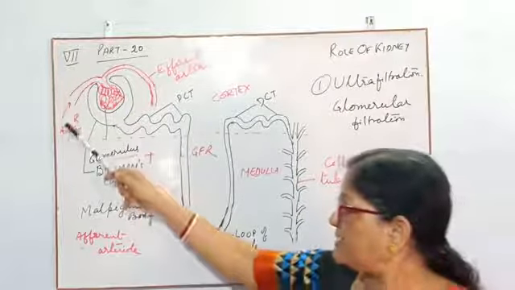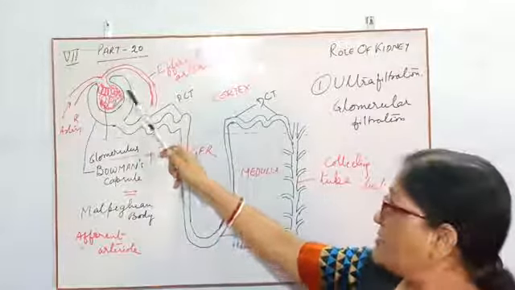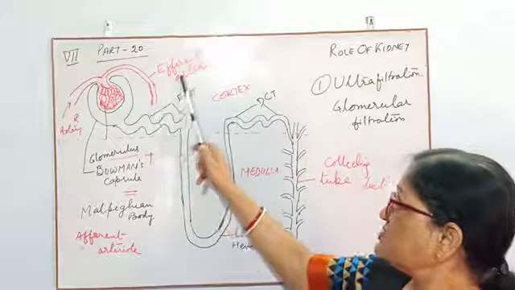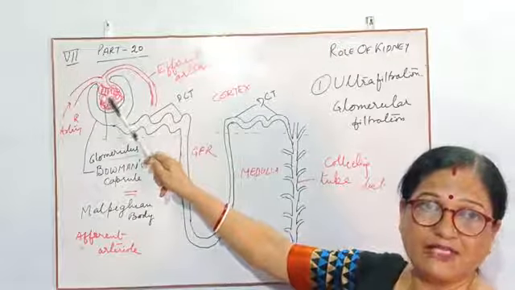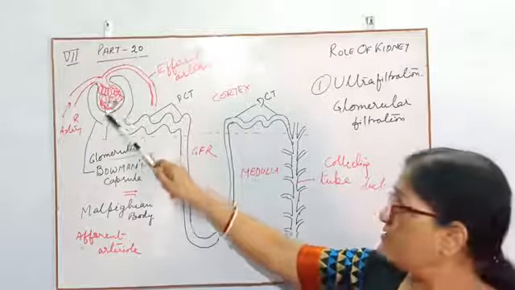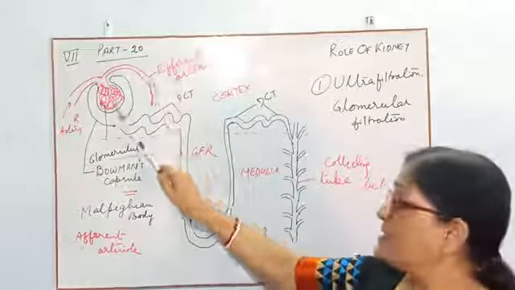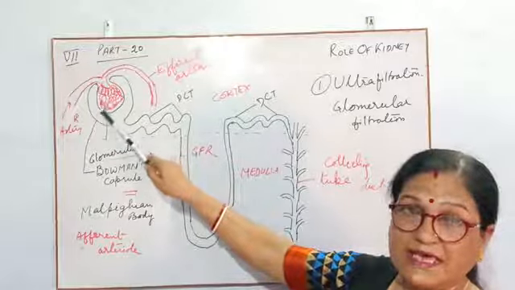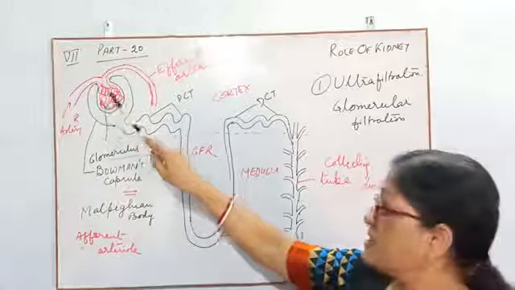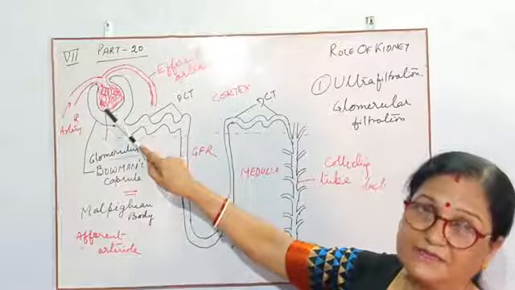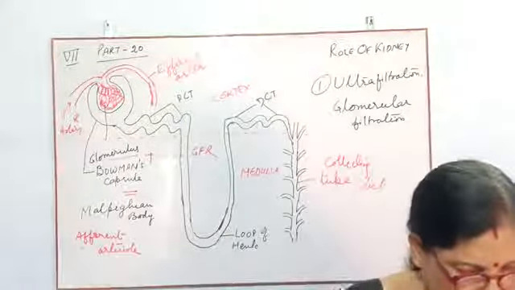Ultrafiltration: blood carried by the afferent arteriole into the glomerulus cannot pass easily through the efferent arteriole, so it creates a high hydraulic pressure, due to which fluid can be filtered into the Bowman's capsule, and bigger particles like RBCs, protein molecules and other things remain inside the capillary. This process is called ultrafiltration.